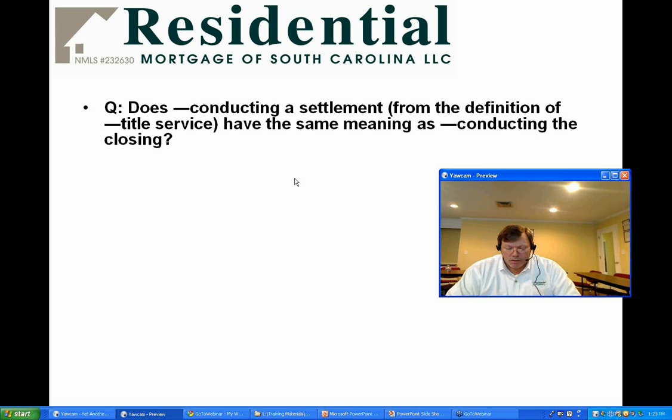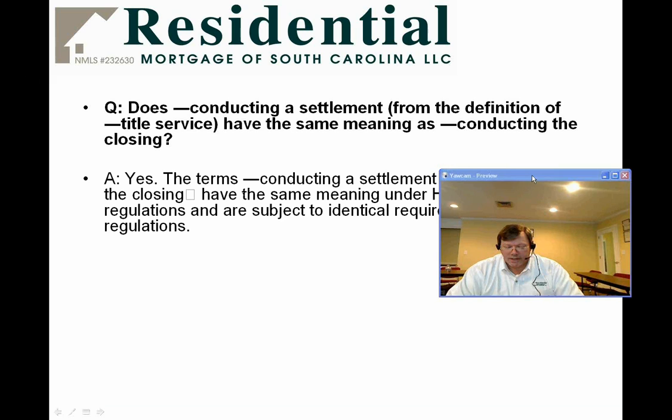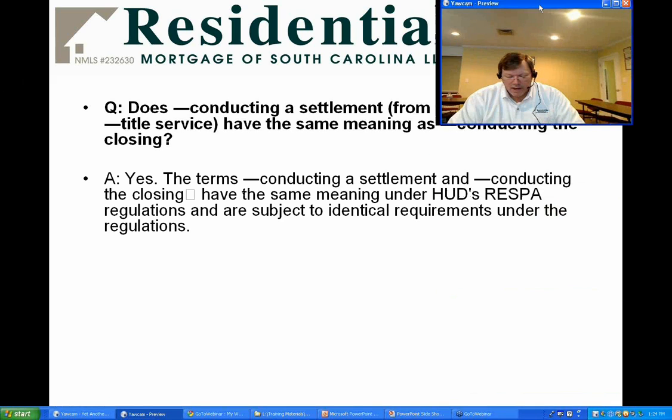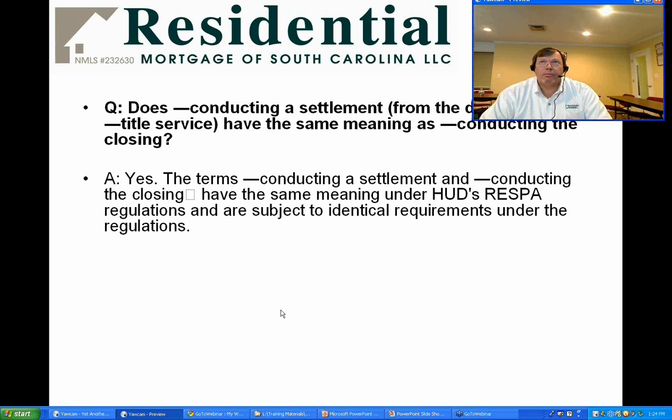So we'll go on talking about the HUD 1 now, and the question being, does conducting a settlement from the definition of title services have the same meaning as conducting a closing? And the short answer to that is yes. They're basically the same thing. Under HUD RESPA guidelines, HUD takes those two terms, conducting a settlement and conducting a closing, in HUD's regulations as exactly the same thing as far as they're concerned.